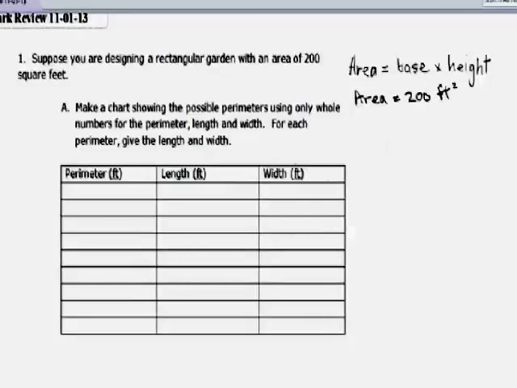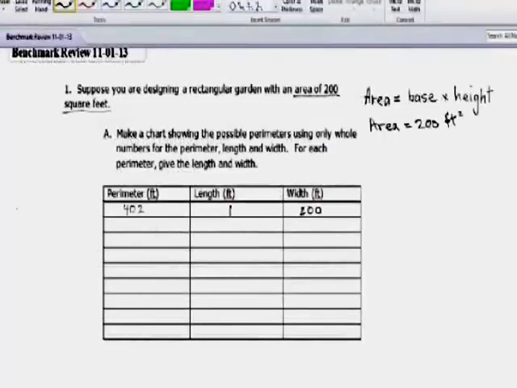So we know that area is equal to 200 square feet, and area is length times width, or base times height. So one possible length and width is 1 and 200, because 1 times 200 is going to give me 200. When I add all four sides, I get 402 feet.